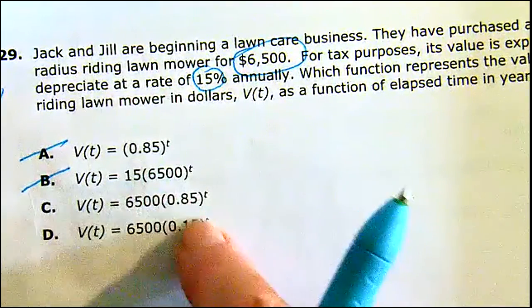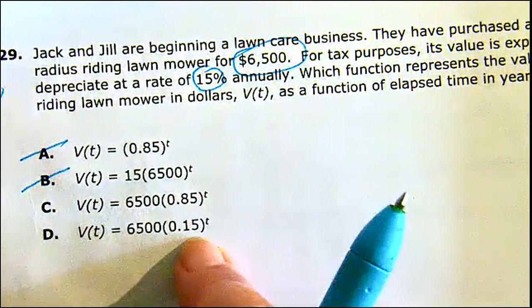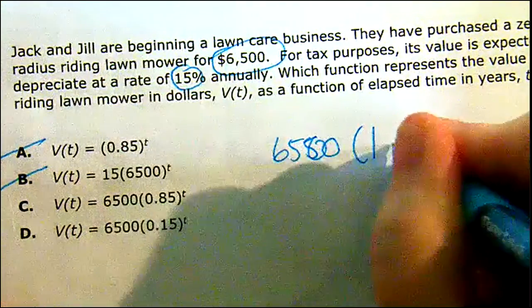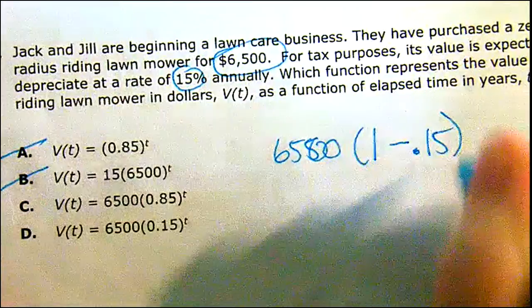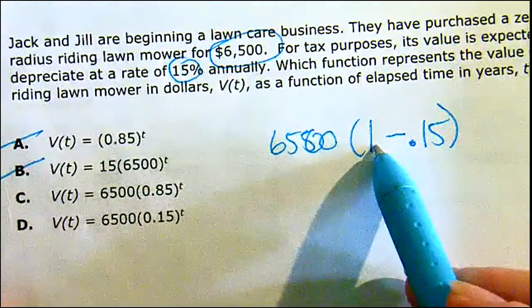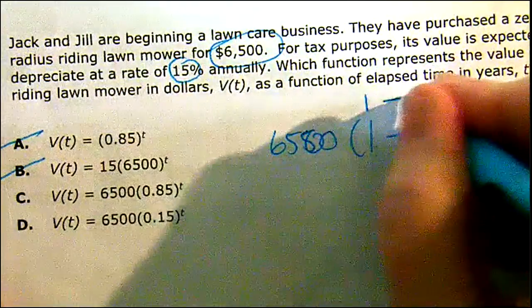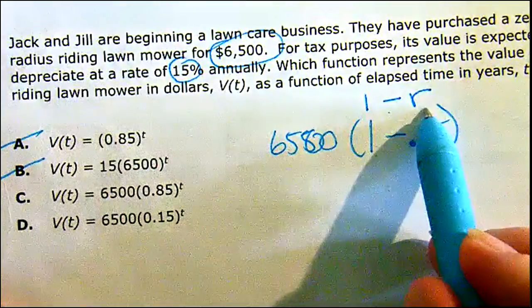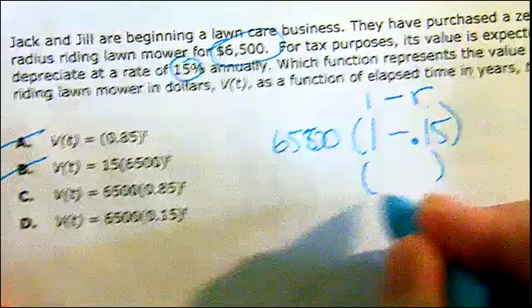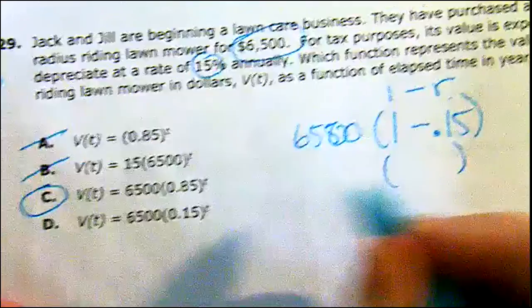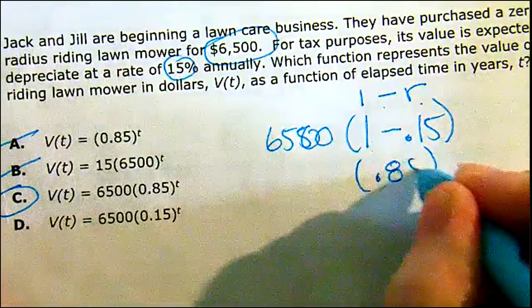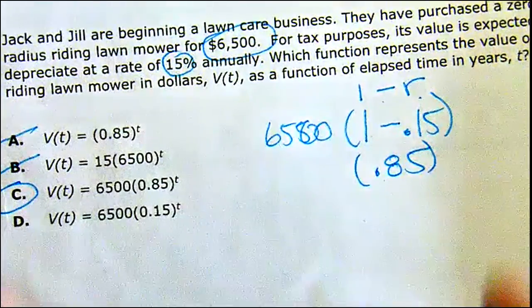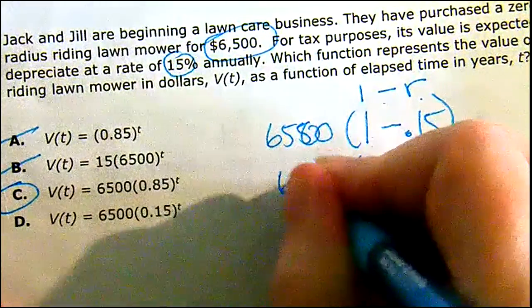Now what value goes in here? Is it 0.85 or 0.15? 0.85. Yeah, you've got to remember we're going to go 1 minus the 15%. So this is either where you go 1 plus r or 1 minus r. So we're going to minus the rate, the percent, and that gives you the 0.85. Over time.